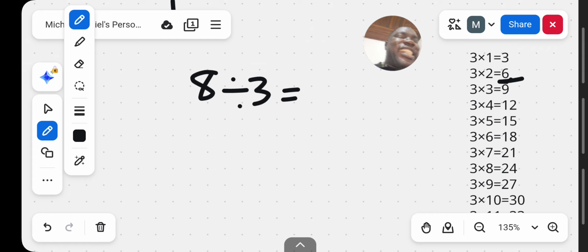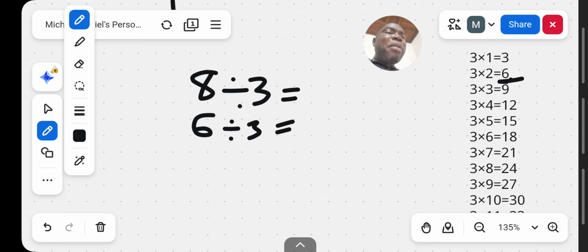So we ask ourselves, what is 6 divided by 3? Now, 6 divided by 3 is 2. So because 6 divided by 3 is 2, 8 divided by 3 would also be 2. Now, if 8 divided by 3 is 2, there will be a remainder for 8. There's no remainder for 6, but for 8, there will be a remainder.